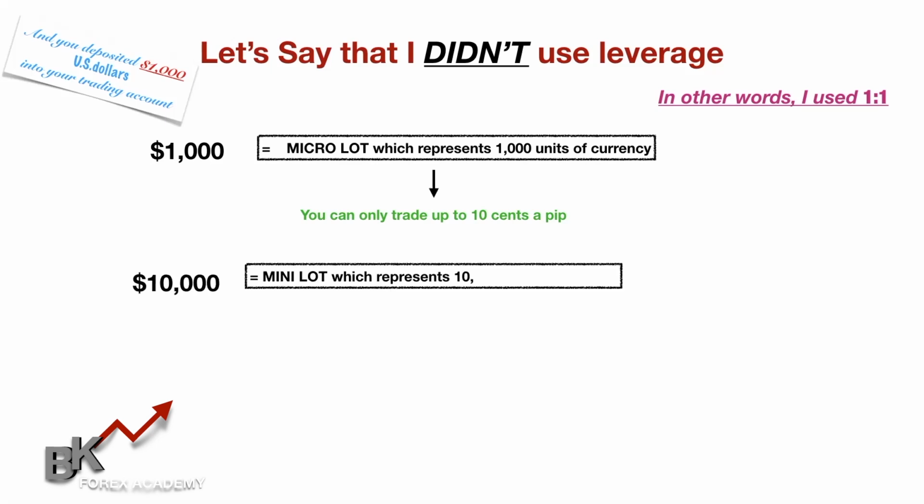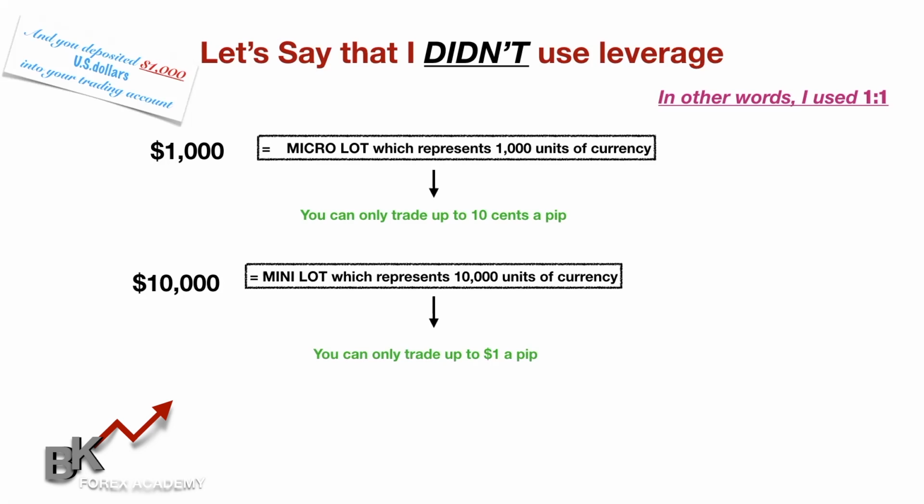If I deposited 10,000 US dollars into my account, 10,000 units is considered a mini lot, which represents 10,000 units. Doesn't matter which pair you have. Japanese, I believe, is 100,000 units. But for the US pairs, British, Australian, Canadian, and so on and so forth, every 10,000 units you put in there is considered a mini lot. And for every one mini lot, I can't trade more than $1 a pip.